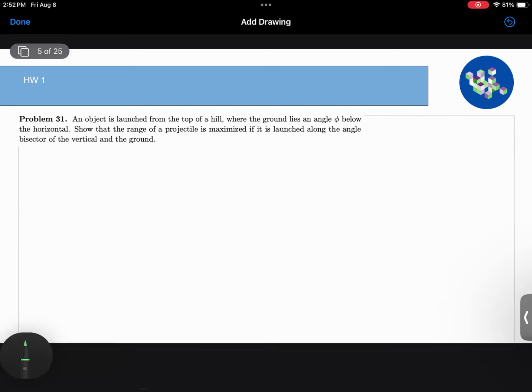Okay, so our hill will be over here, and we're launching a projectile from the top. We want to maximize the range of the projectile. The projectile will be launched over here and land somewhere there. That will be the motion of the projectile. Now, we want to maximize this range. What's tricky about this problem is that our hill is not flat ground, it's sloped with respect to the horizontal.